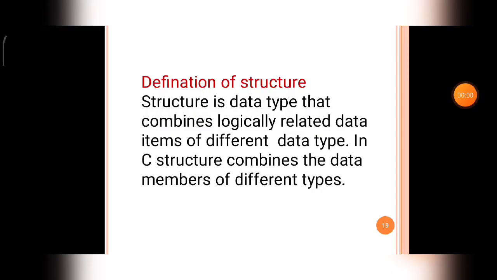Now, okay students, I am concluding the class. Before conclusion I will repeat the definition of the structure. Structure is a data type that combines logically related data items of different data types. In the C language, each structure contains members. The members may be the same data type or different data types. This is the definition of the structure.